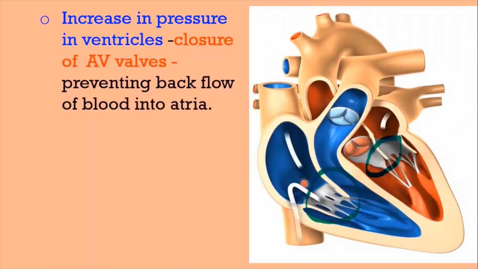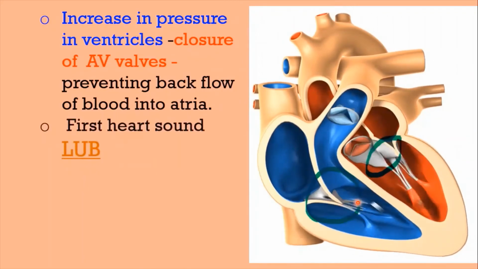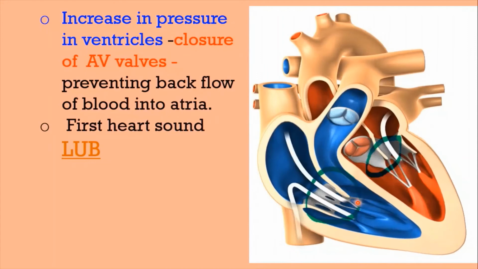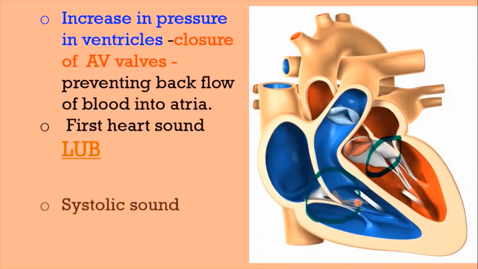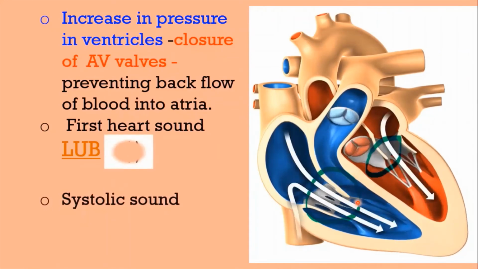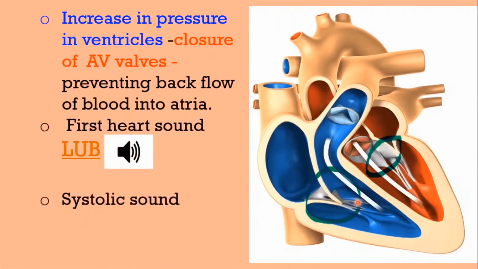The closure of AV valves, tricuspid and bicuspid valves, results in the production of first heart sound known as lub. Lub is the first heart sound. It is produced during ventricular systole when the AV valves are closed. So it is known as systolic sound.